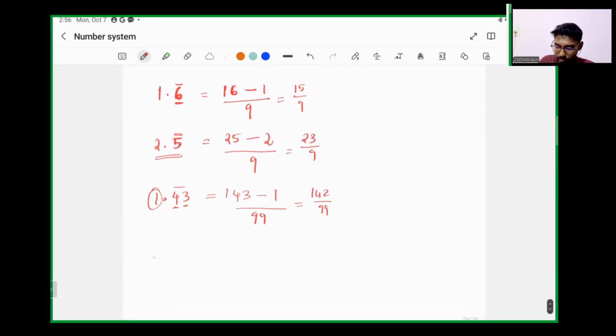Okay, now try this one. 2.123 bar. 1, 2 and 3 are repeating. Tell me the answer using this trick.